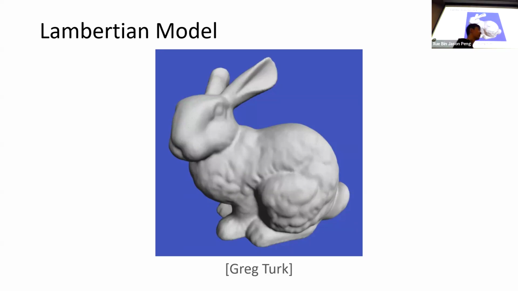Right. So this is a simple Lambertian model. It's quite the simplest version of a lighting model that we can implement, and it can already give us some pretty reasonable results. Any questions about this Lambertian model?